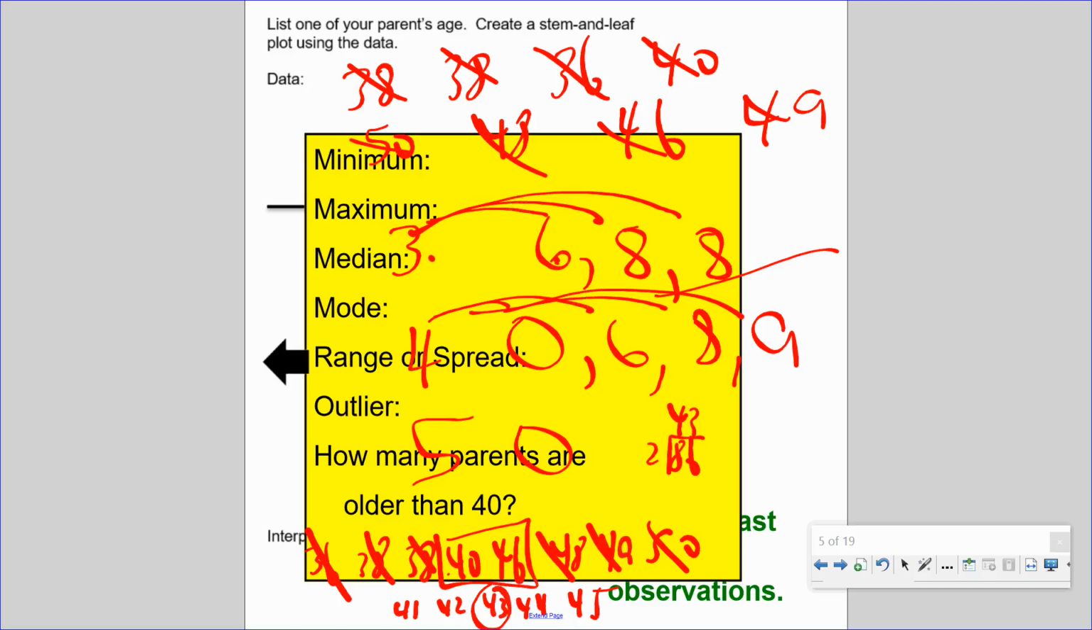Mode, is there an age that repeated itself? 38, twice. Range or spread, it ranged from 36 to 50. That is a spread of 14 ages by subtracting. Is there an outlier? Is there an age that's standing outside of the normal? No, they're all pretty much close to each other. And are there any parents older than 40? Yes, there are. 1, 2, 3, 4. 4 parents are older than 40.